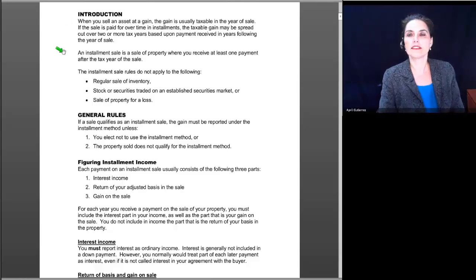An installment sale is a sale of property where you receive at least one payment after the tax year of the sale. What's interesting about the installment sale rules is that they are basically mandatory unless you elect out of them. So in other words, you default to the installment method unless you elect to get out of it. However, the installment sale rules do not apply to the following: the regular sale of inventory, or stock or securities traded on an established market, or to the sale of property that is sold at a loss.